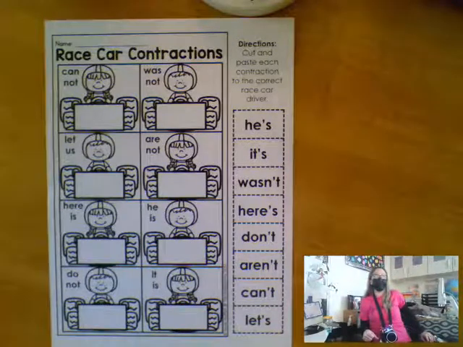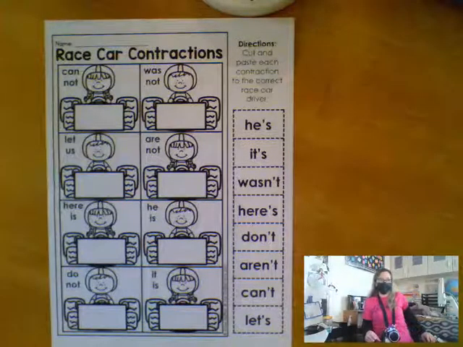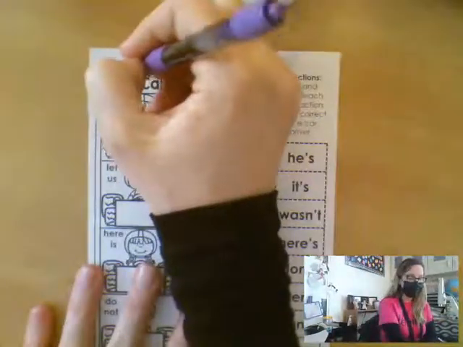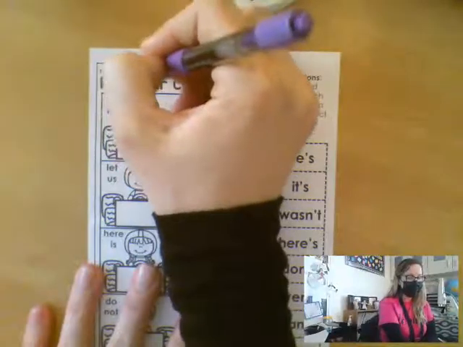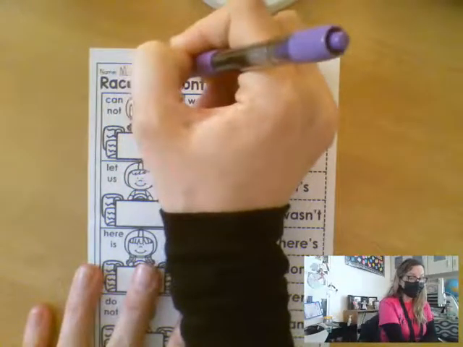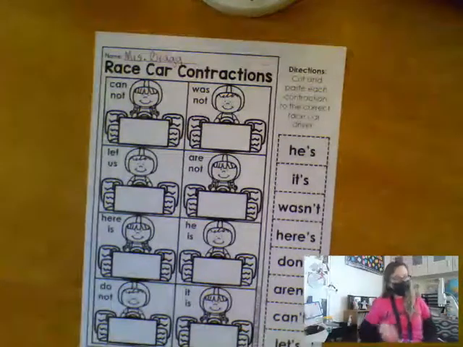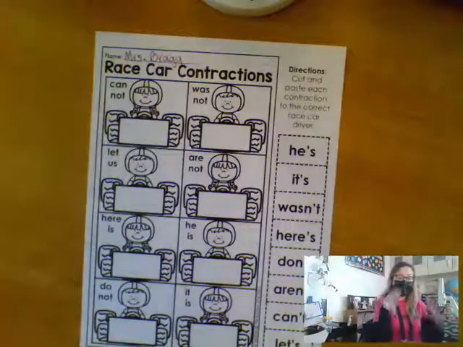Language Arts with you. This page is called Race Car Contractions, and the first thing I do is always the same. I take out my pencil and I write down my name. I already said the sound is on, so you don't need to be raising your hand frantically. All right. So it says cut and paste the contraction to its correct race car driver.